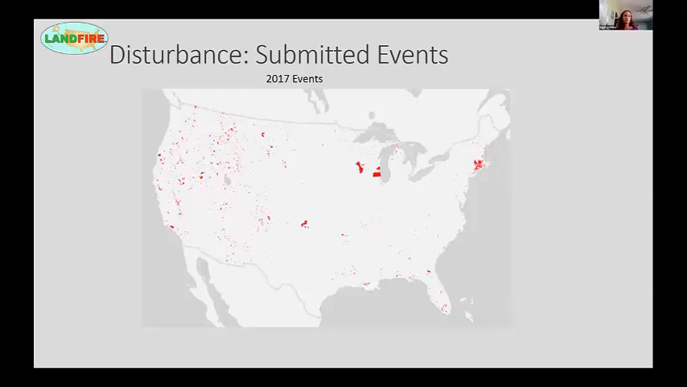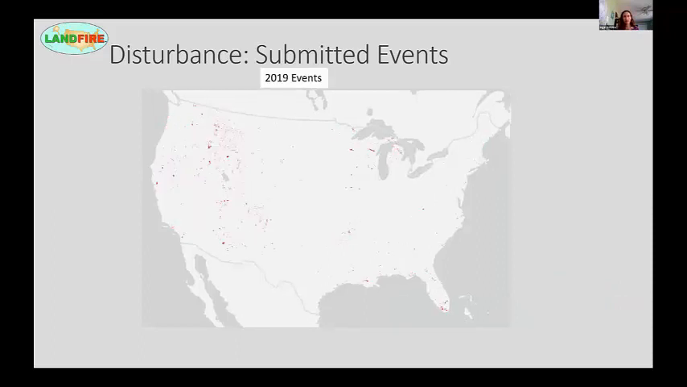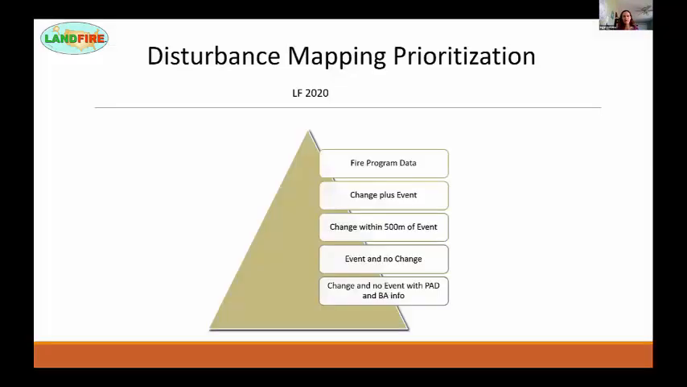And so here's an example of different submitted events. You can see in 2017, I think there was some emerald ash borer, large polygons going on in the Midwest there. So people account for disturbances in different ways, depending on the agency. So here's 2018. You can see some stuff on the coast over here showing up. That was, I think, a disease out there. And then 2019 was kind of sparse for events.